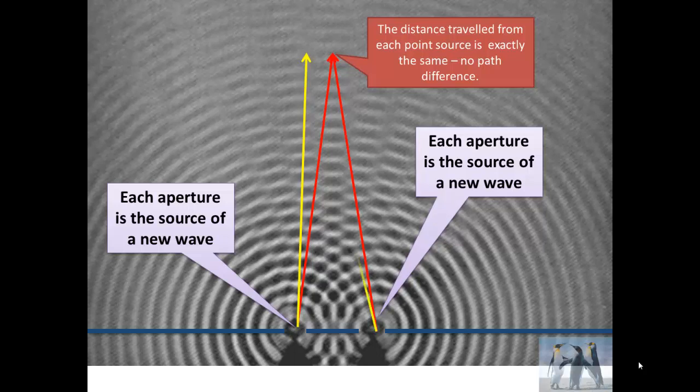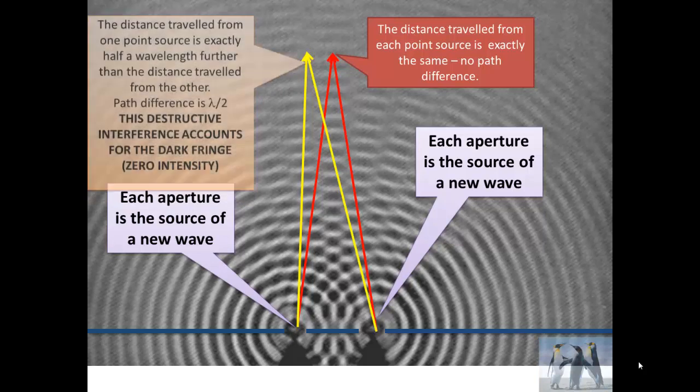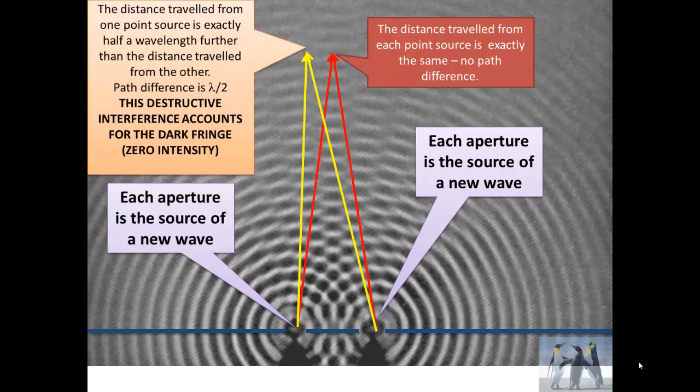Slightly to the side, however, you notice that the left beam has travelled less than the right beam. In fact, it's the right beam that travels further by half a wavelength. So what happens here is that the path difference is half a wavelength. This destructive interference accounts for the dark fringe, or for the zero intensity in the Young's fringes.